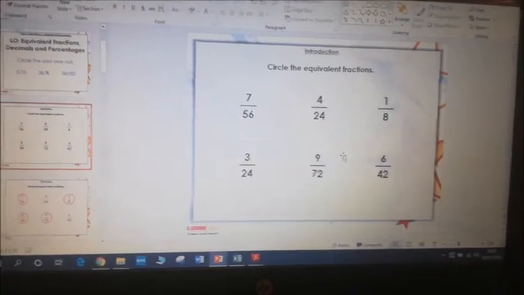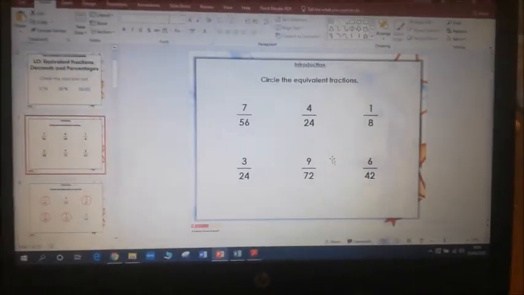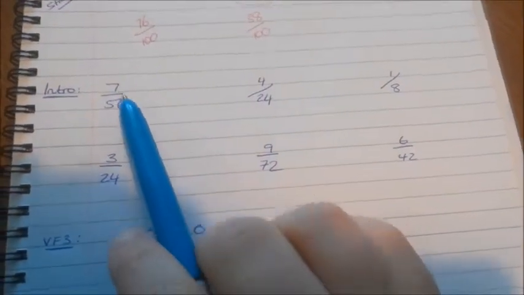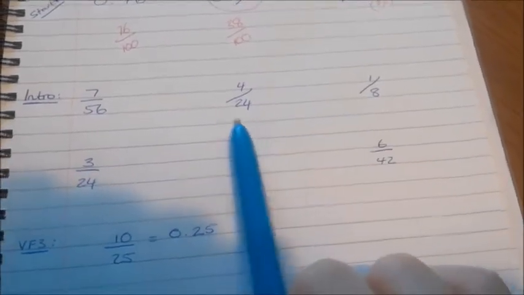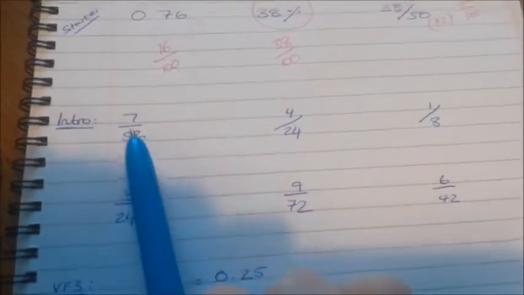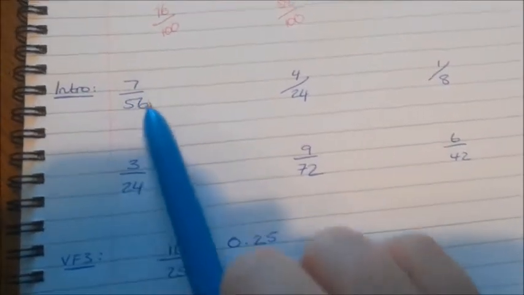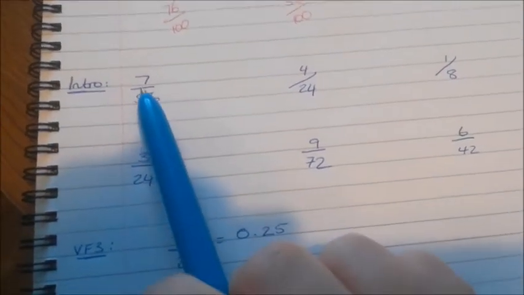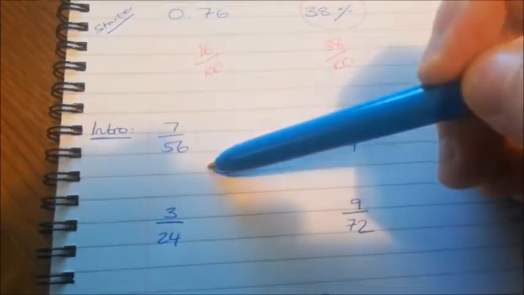Next, we've got to circle the equivalent fractions. Now this gets a little bit complicated, so this is the main thing that I want you to listen to today. I've again written it down here. Now we've got 7 over 56. We need to try and make all of these, well, similar denominators. But first of all, we've got 7 as a numerator. We need to try and get that down to 1. So we can simplify this fraction here. What we mean by simplifying is we're going to get the same fraction into its simplest form.